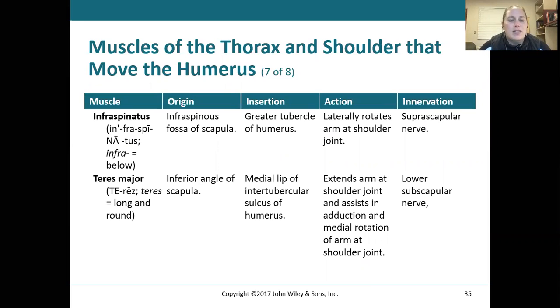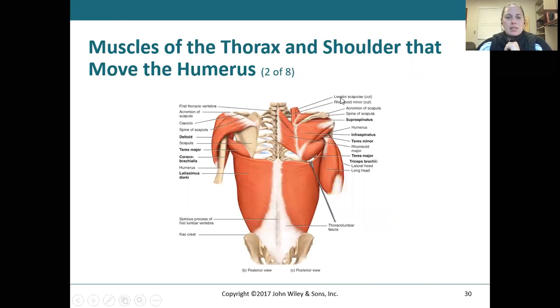Infraspinatus: the origin is the infraspinatus fossa of the scapula. Its insertion is the greater tubercle of the humerus. Its action is to laterally rotate the arm at the shoulder joint. Innervation is the suprascapular nerve. Teres major: the origin is the inferior angle of the scapula, and the insertion is the medial lip of the intertubercular sulcus of the humerus. Its action is to extend the arm at the shoulder joint and assist adduction and medial rotation of the arm at the shoulder joint. The innervation is the lower subscapular nerve. So infraspinatus and teres major.